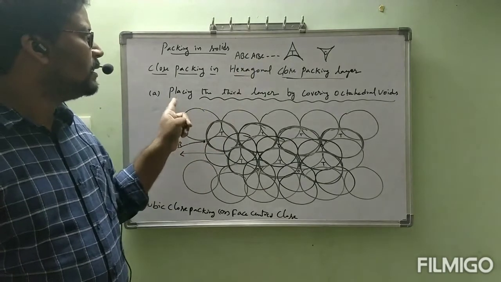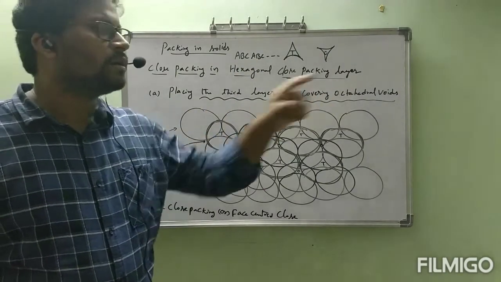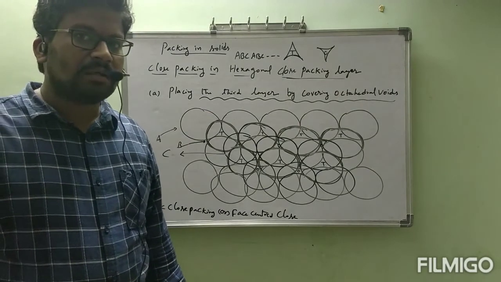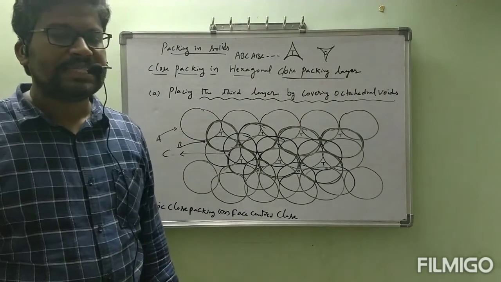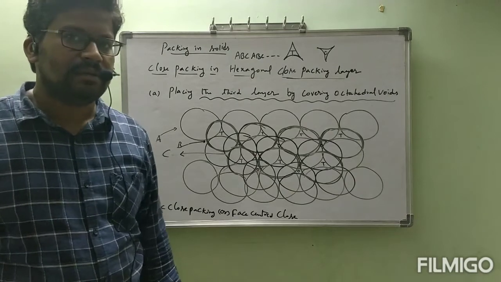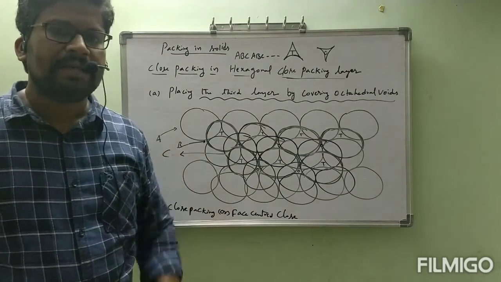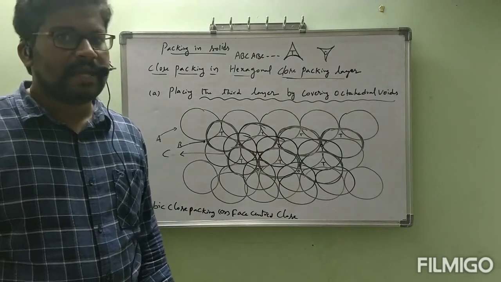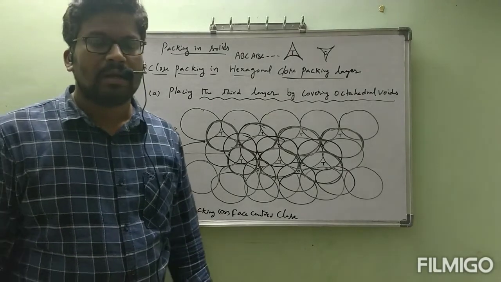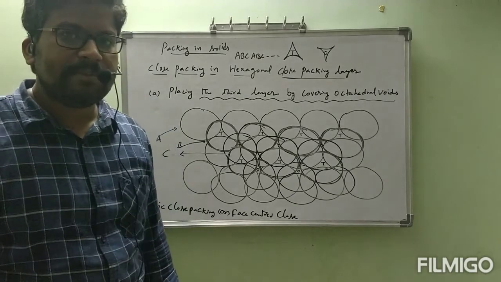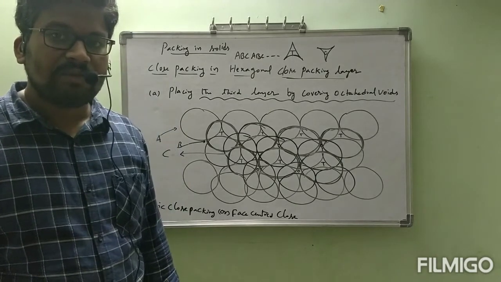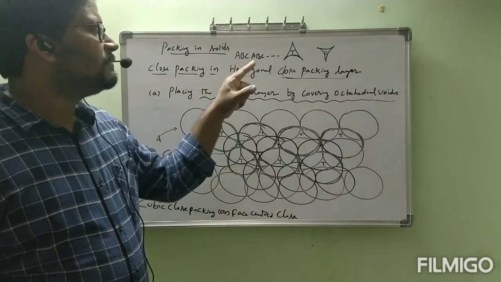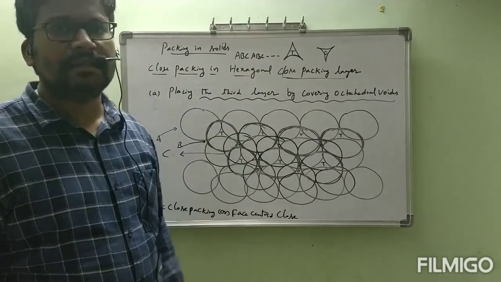Now what is the heading? Placing the third layer by covering octahedral voids. If you keep the third layer by covering octahedral voids, that is definitely another layer, C. A, B, C, completely different. If you keep the fourth layer, it repeats with the A layer. If you keep the fifth layer, it repeats with the B layer. And if you keep the sixth layer, it repeats with the C layer. That's why the ABC alignment repeats.